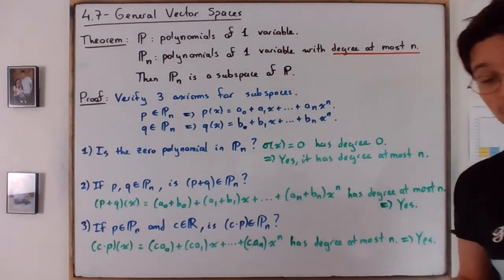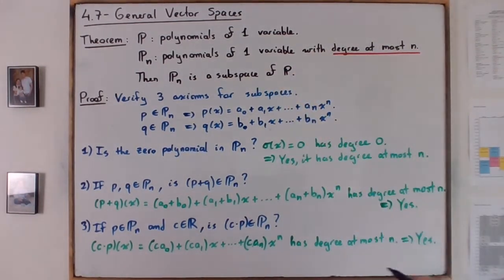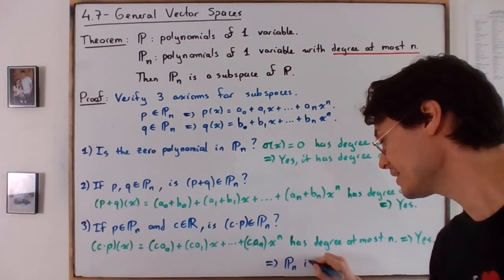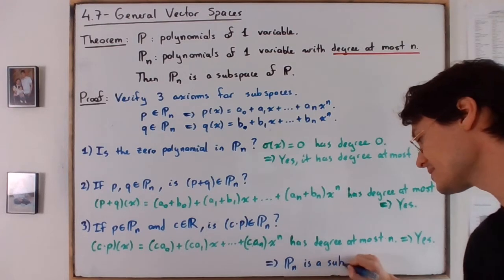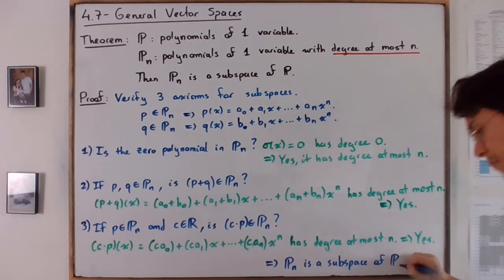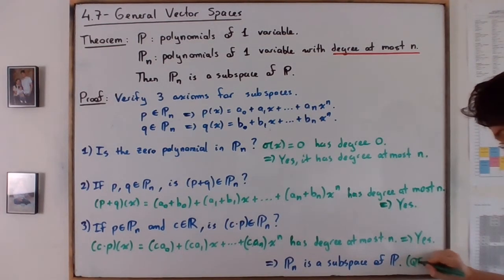And we can conclude by saying, well, all the three axioms for subspaces are verified, which means that Pn is a subspace of P. Let's even put the QED because this is so satisfying.